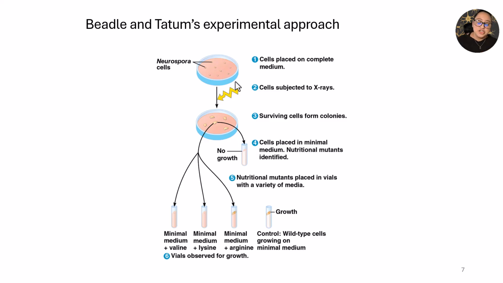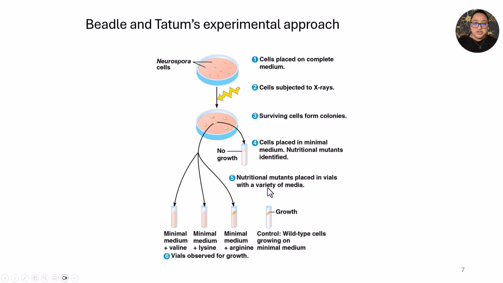But when he took the surviving cells from these colonies and tried to grow them on minimal medium, suddenly they couldn't do that anymore. They couldn't make their own amino acids. And so he thought, oh, okay, that's interesting. We did mutate something, and it was something in the metabolic pathways that made their own amino acids that we didn't provide to them in this case, and so they didn't grow.